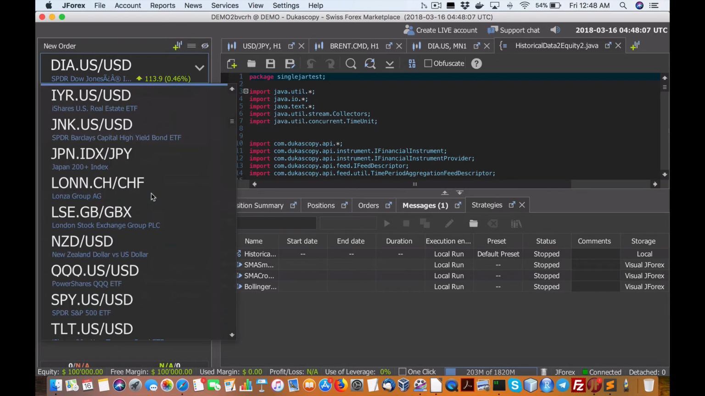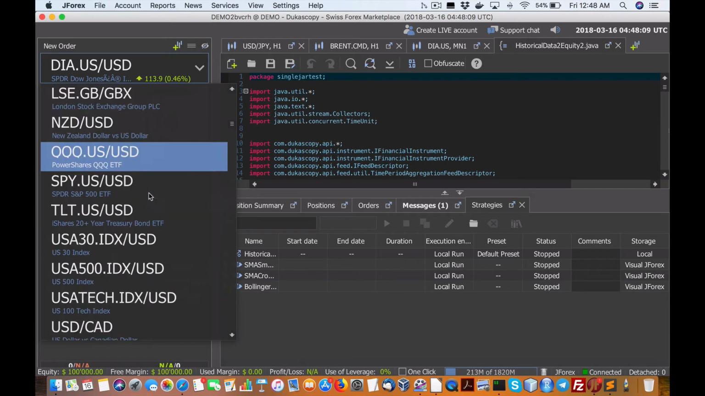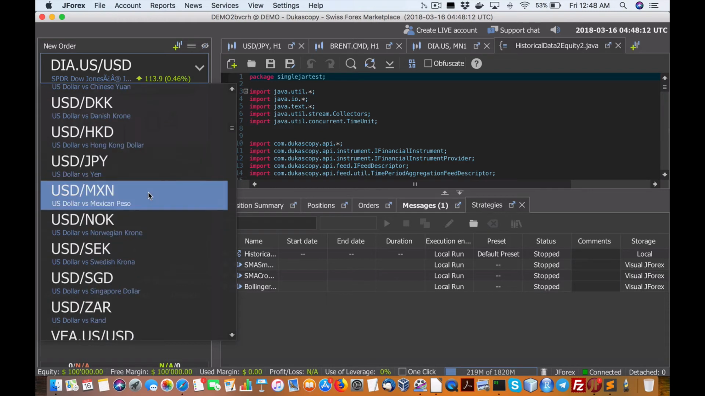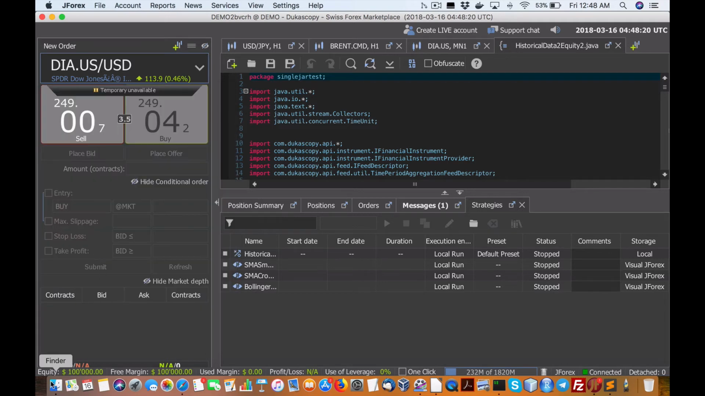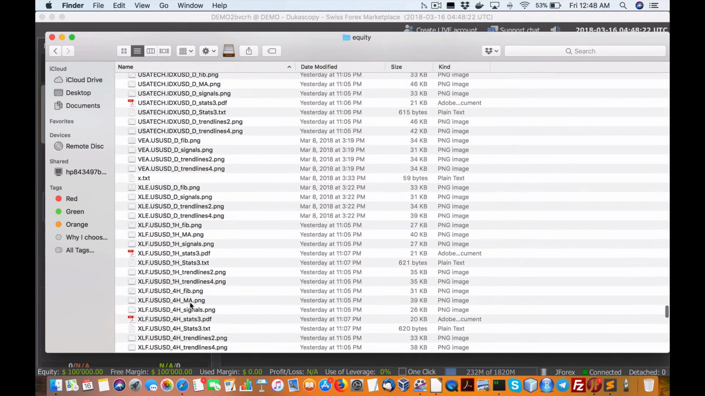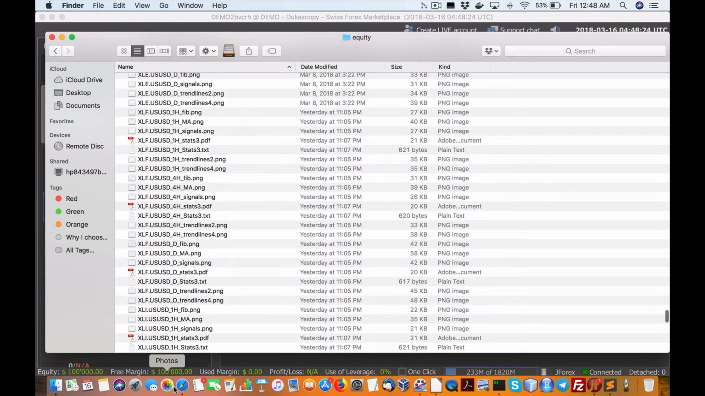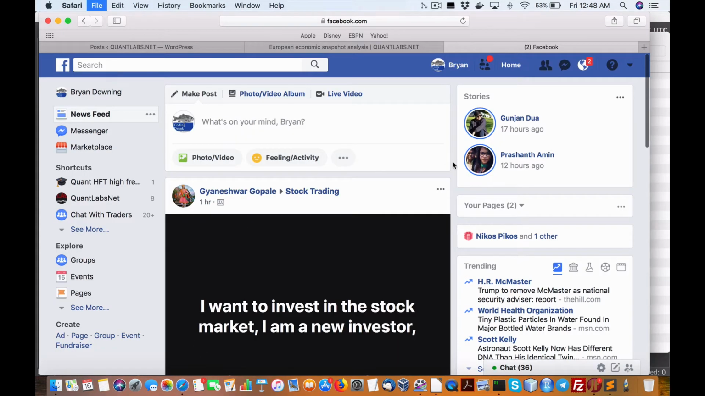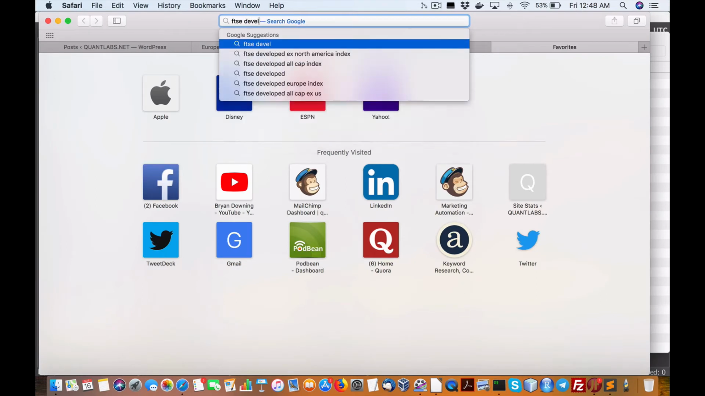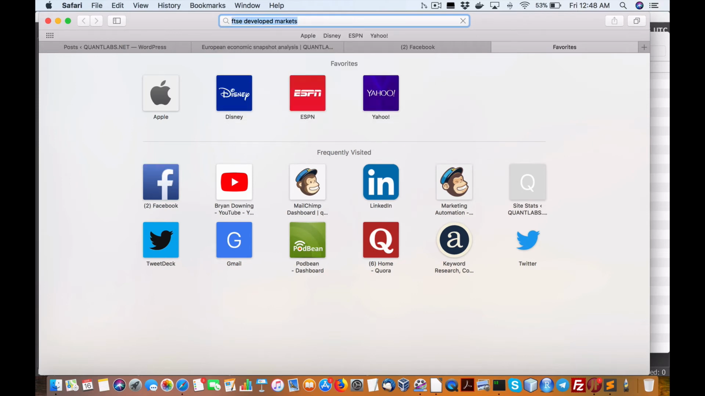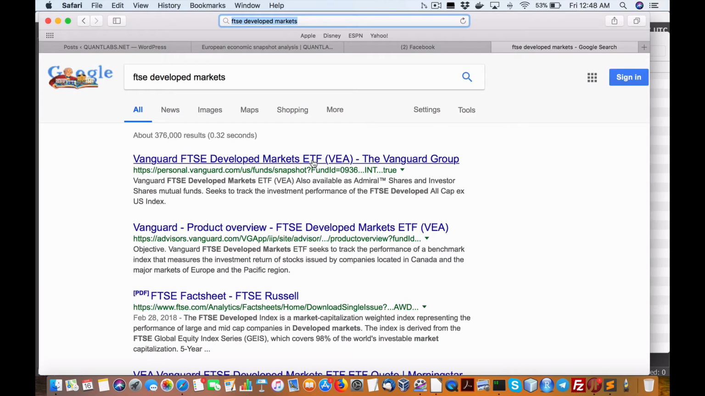So we have VEA. I think this is a Vanguard ETF. VEA, Vanguard Developed Markets. These are for the FTSE British developed markets. Just very curious on that. FTSE Developed Markets. Let's get some information on these guys.